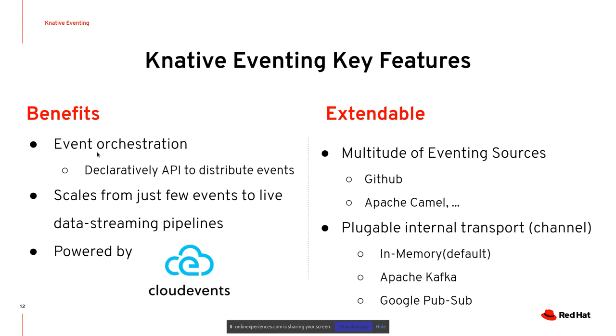So one of the big benefits here really is the aspect of event orchestration. Being a Kubernetes-based platform, Knative has a declarative API to distribute events. As I was already mentioning, it allows you to scale from just a few events to a fully fledged live data streaming pipeline. And we will see that later in a demo.